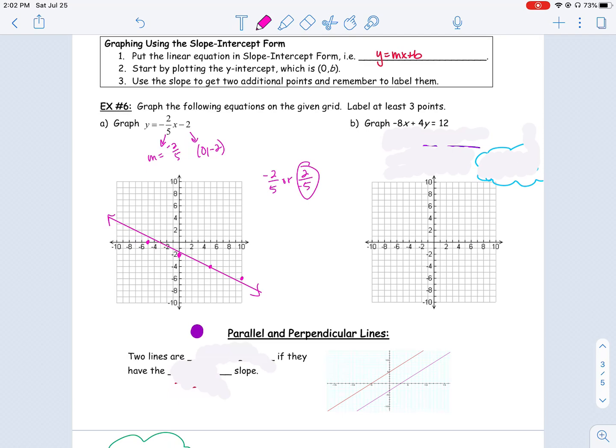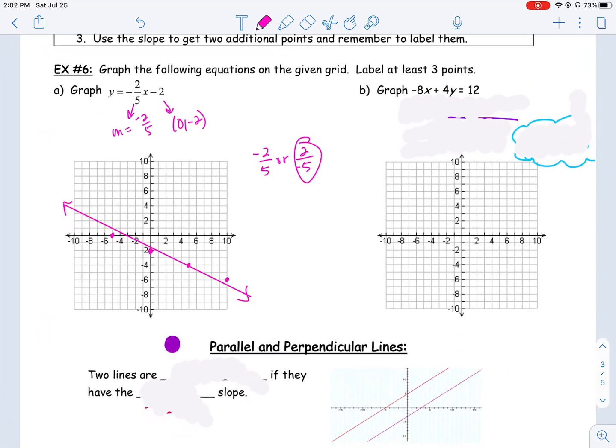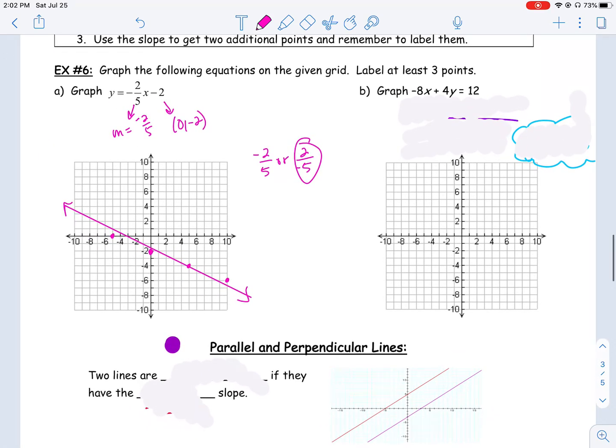Let's do another one. If we look at B here, all right, this one's going to be a little bit more work because it doesn't quite look like slope-intercept form. They didn't do step number 1 for us. We've got to do it this time. The first thing we want to do is get it to look like slope-intercept form, y equals mx plus b. Let's solve for y so we can pick out the slope and the y-intercept.